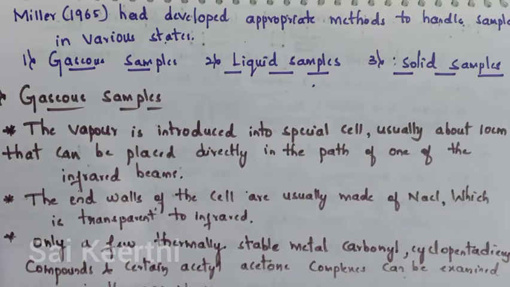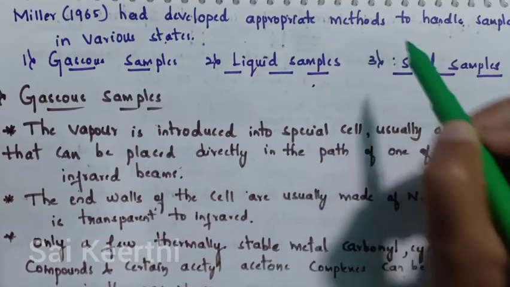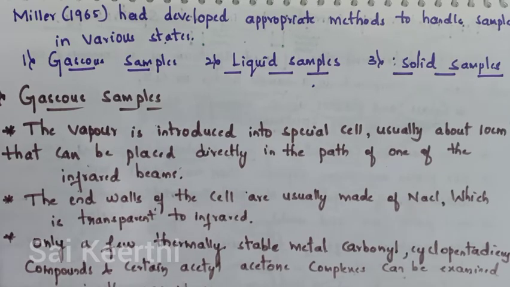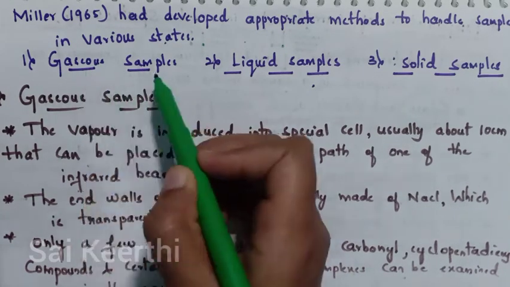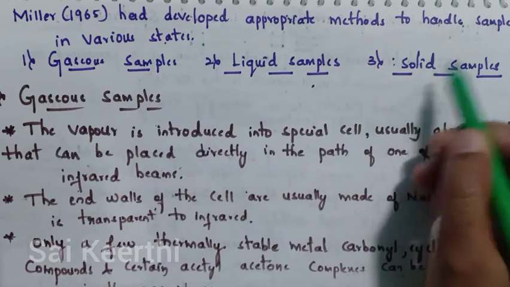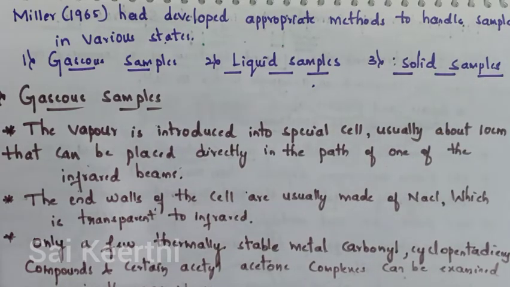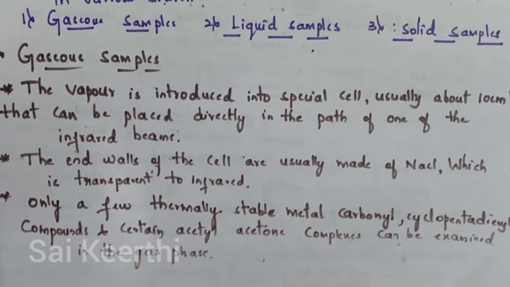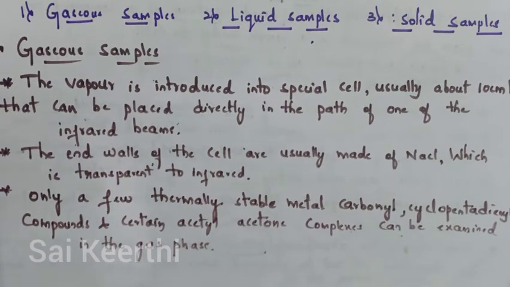Miller in 1965 developed appropriate methods to handle samples in various states. As I have already said, these are gaseous samples, liquid samples and solid samples. The sampling technique is different for each of them. Now coming to the gaseous samples, this is very easy. Here in the gaseous samples, let's read the first point.